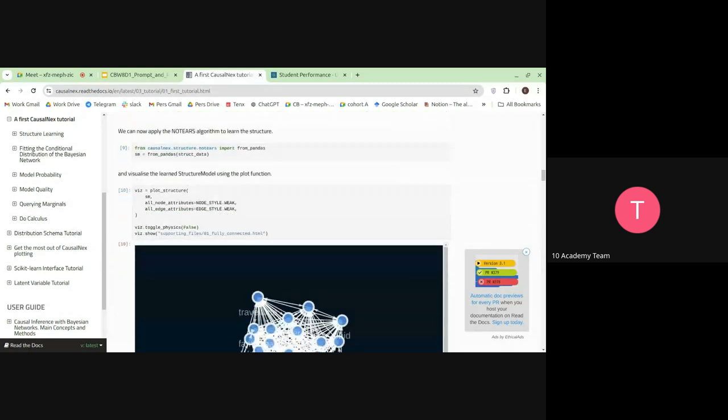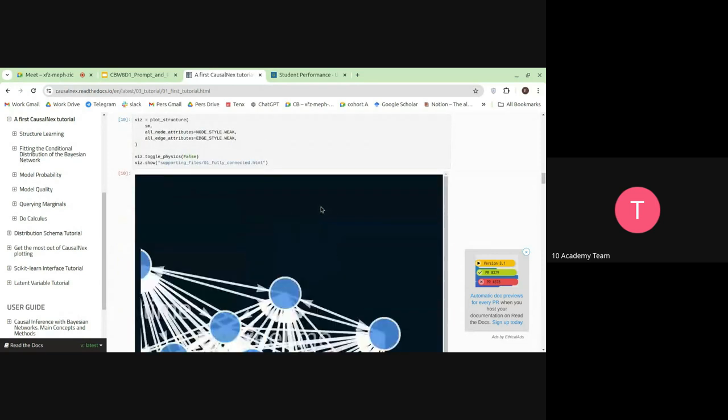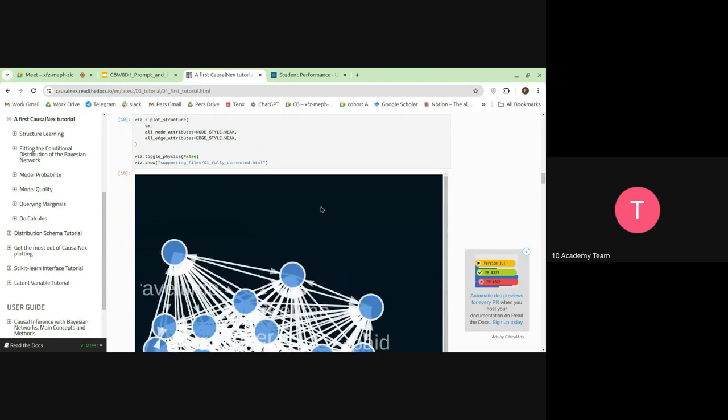Okay, so you can see here, but what they are showing here is just a fully connected graph.